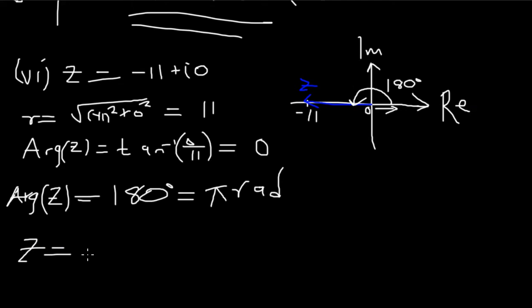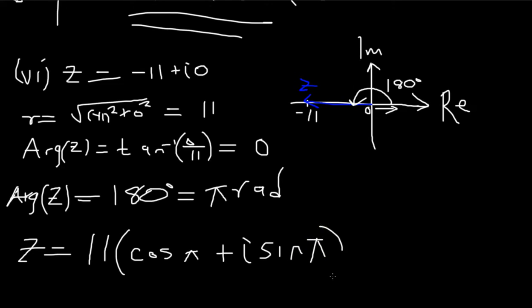So z is going to be, my r there was 11. Then you open brackets, cos pi, then plus i sin pi. So this is going to be my complex number for question 6.